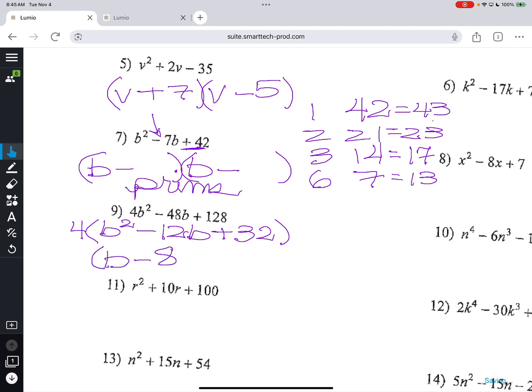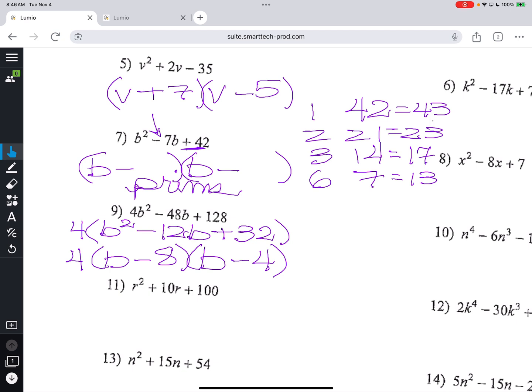And so it doesn't matter which one you have first. You could have b minus 4 or b minus 8. Do you keep the 4? Please bring down that 4. Keep that greatest common factor. Because if you go to check it, and how would you check this? By foiling. If you were to give me this as your final answer without the 4 and I foiled, I would get back to b squared minus 12b plus 32. You would need to distribute the 4.